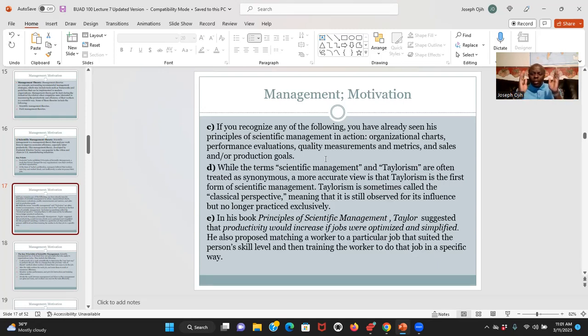So that is the basic theme of Taylorism or scientific management. Analyze the workflow, improve and optimize it so that productivity will increase. He also proposed matching a worker to a particular job that suited the person's skill level, and then training the worker to do that job in a specific way. Again, you have to analyze the workflow, and understanding the workflow, you can now figure out which worker, based on their skill set, will be more suited for this part of the job.